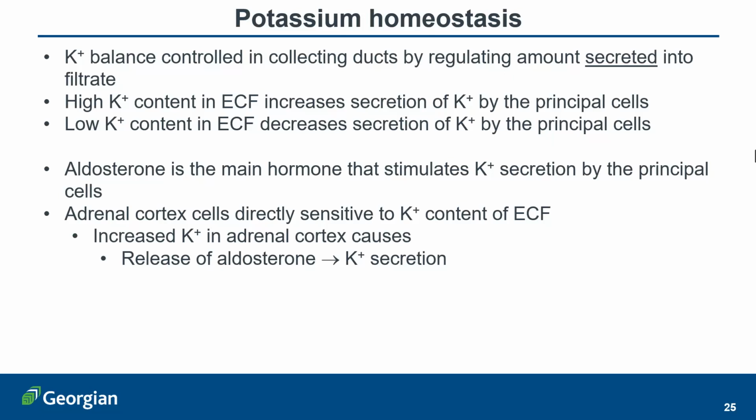When potassium concentration increases, more aldosterone will be released, and then there'll be greater secretion of potassium by the principal cells in the nephron, and vice versa. If there's a decrease in serum potassium concentration, there'll be less aldosterone release, less secretion of potassium by the principal cells. Consequently, potassium concentration increases.